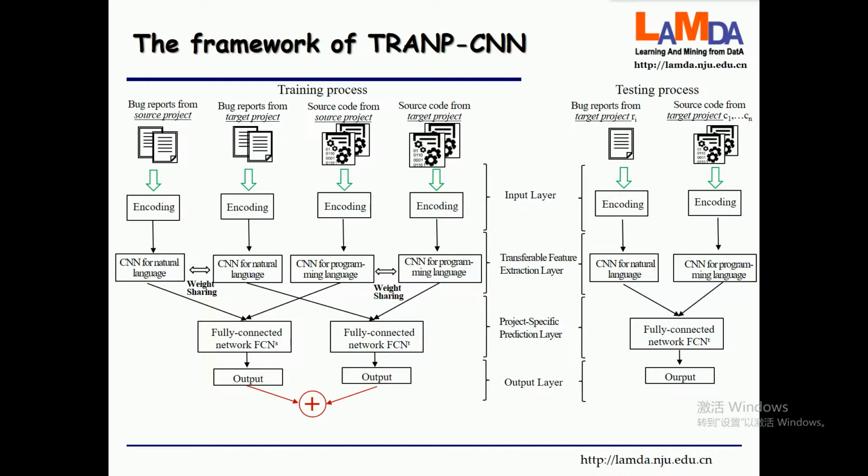This is a general framework of our model, TRANP-CNN. The model contains four main parts: input layer, transferable feature extraction layer, project-specific prediction layer, and output layer. The training process and testing process are different. Bug reports and source code from source and target projects are used for training, but only target project bug reports and source code are used for testing.